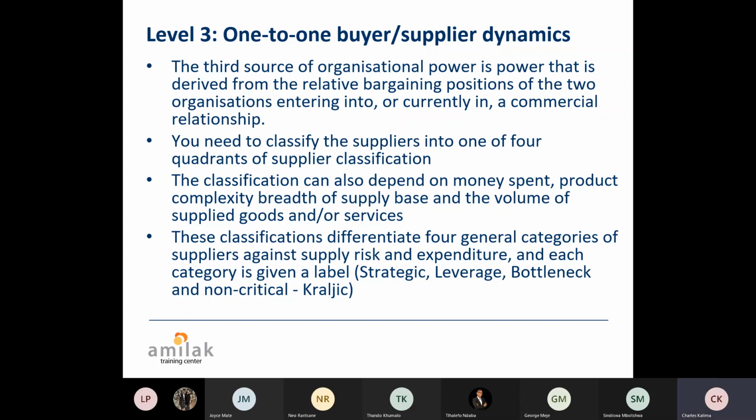You need to classify the suppliers into one of 4 quadrants of supplier classification. That is in the Kraljic matrix, ladies and gentlemen. So keep that at the back of your mind, because that will help you. If they are strategic, leverage, bottleneck, or non-critical type of supplier, then your approach to negotiations becomes different, and then you know what kind of power dynamics you can exert on that particular supplier.